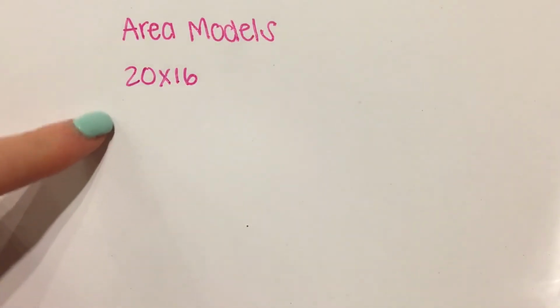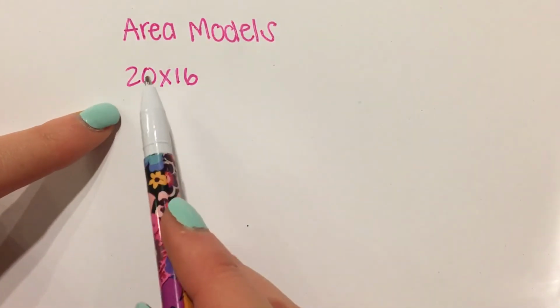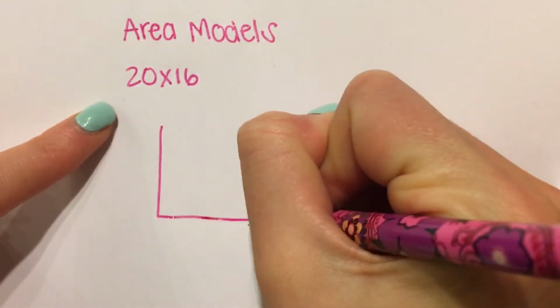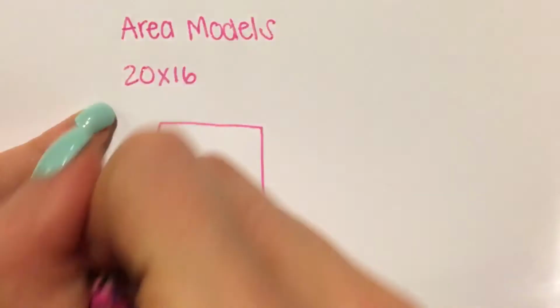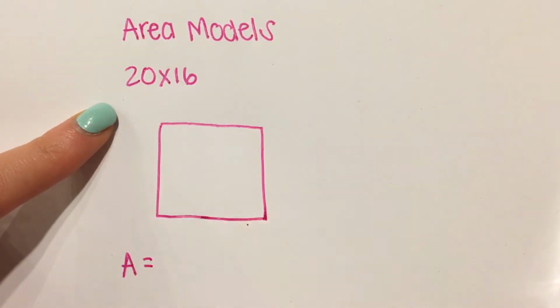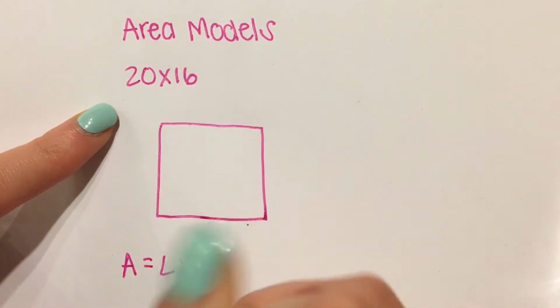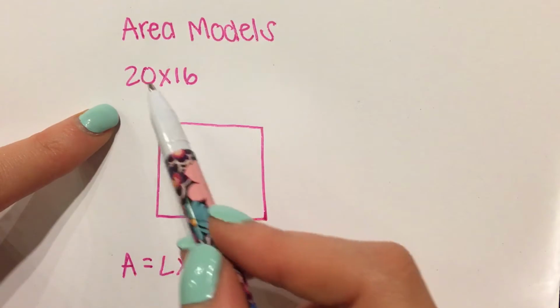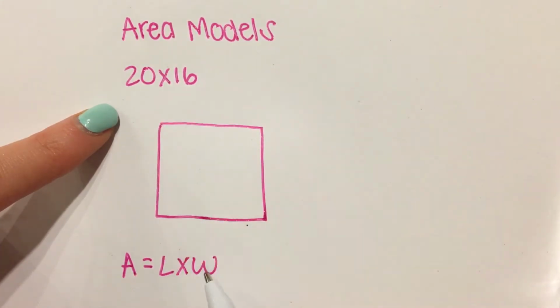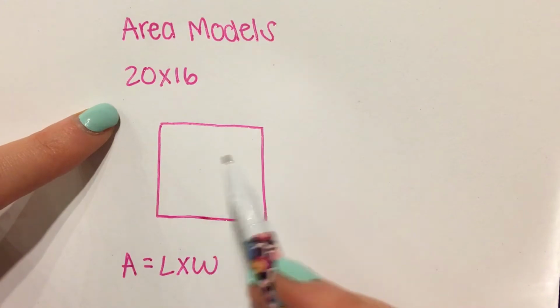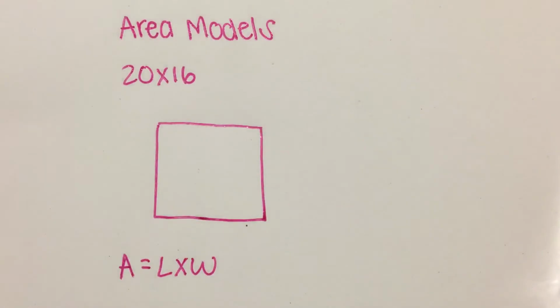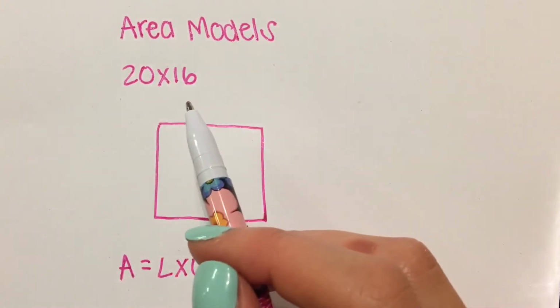So in order to multiply two-digit numbers using an area model, I need to decompose or break up my two numbers. So we all know that area equals length times width. And I'm going to use this area formula to help me solve multiplying these two-digit numbers. So it's almost as if I have a square. The area is everything that's on the inside. And we'll pretend that my length is 20 and my width is 16. Everything that's left on the inside is going to be my area. So that's why it's called area models. And that's what we're using to solve this two-digit number multiplication problem.